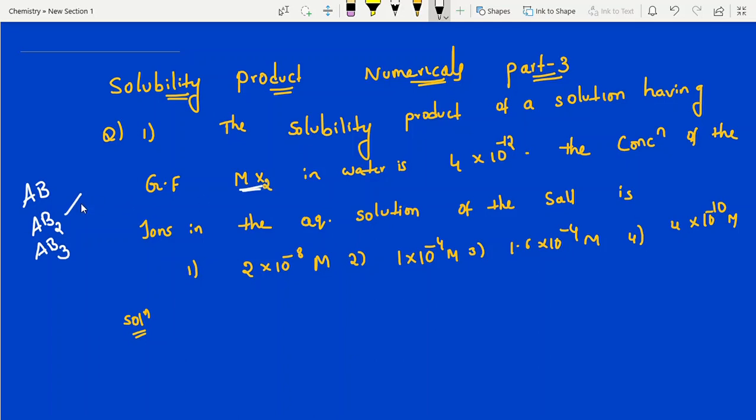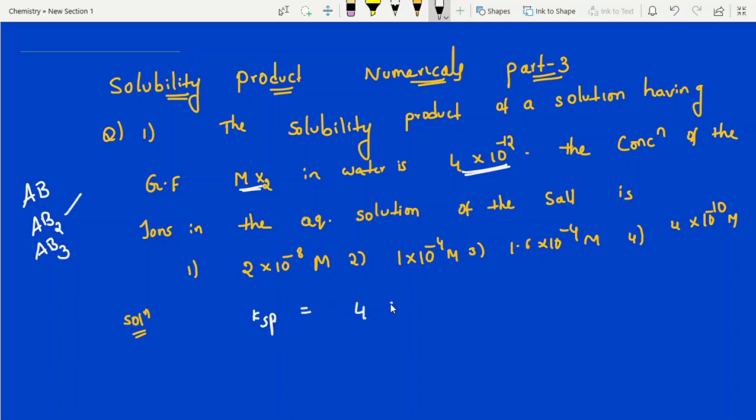Suppose 4s cube, like that. This is s square. This is 27 s to the power 4. If you remember directly, you can go for calculation, or else you can use the shortcut. You can go for the derivation formula, then substitute and you'll get the answer. So the solubility product of a solution having general formula MX2 in water is, what is the value? Ksp, solubility product is nothing but Ksp.